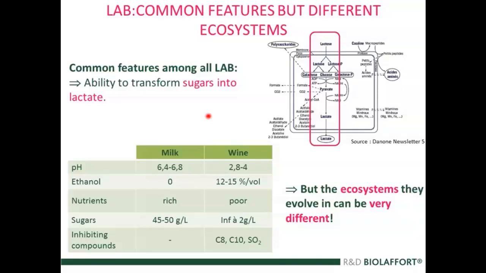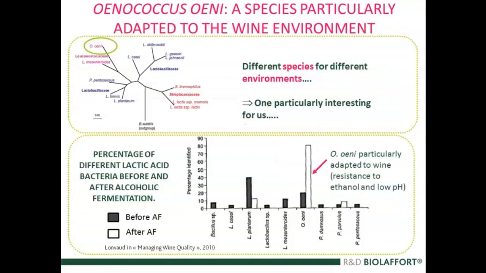As a comparison, you can see that in milk, the pH is usually close to being neutral, while in wine, it's very acidic. In milk, there's no ethanol, while there's some ethanol, up to 15, 16, 17% in wine. And wine is very poor in nutrients, unlike milk, and it also has very little sugar and some inhibiting compounds. So that's why we do find many different lactic acid bacteria that are fitted to specific environments.